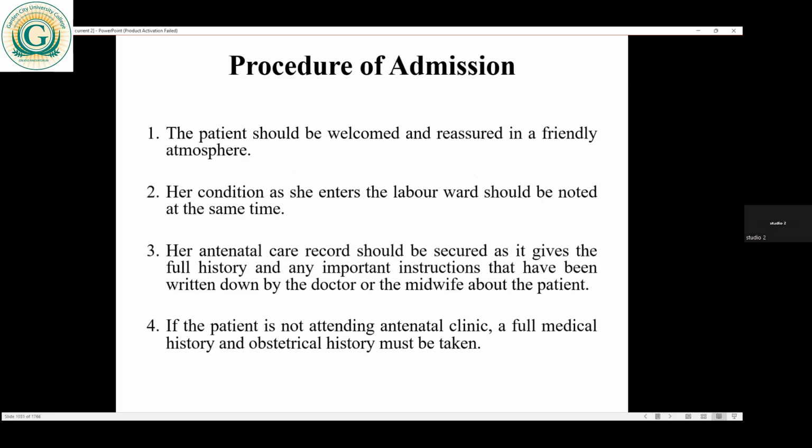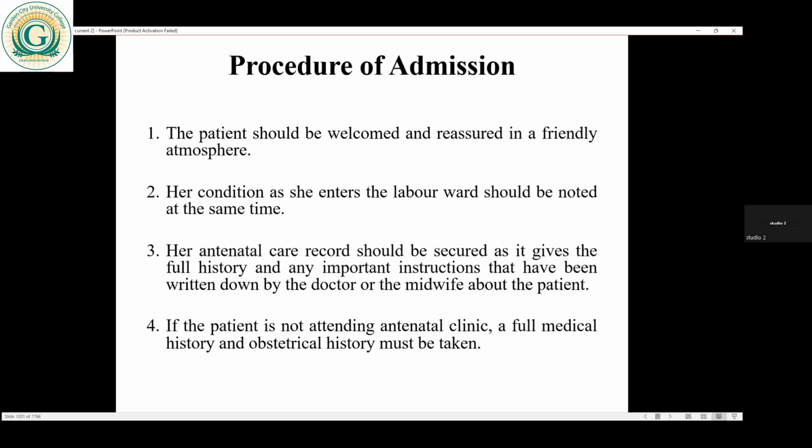Welcome her to the labor ward. Check her condition. What I want you to take note of is that all the women who come to our labor ward meet different nurses. Those nurses they meet there are not those who took care of them at antenatal. So what it means is that you need to know more about the patient when she comes to the labor ward. Therefore, what we do is to demand her antenatal card.